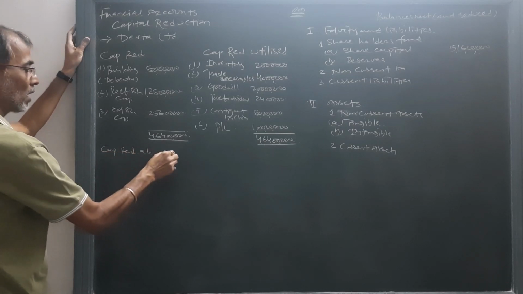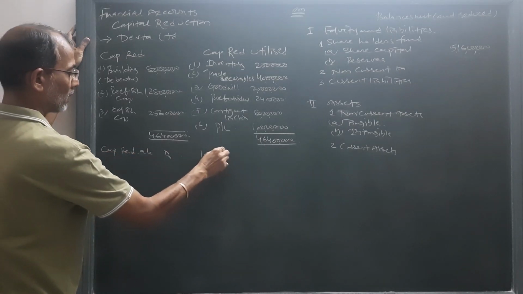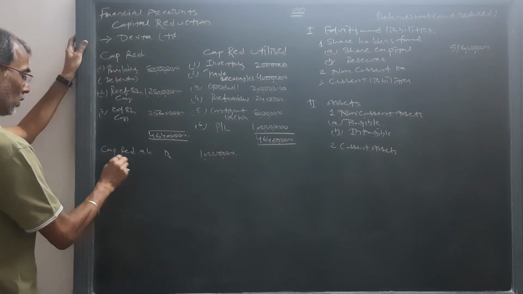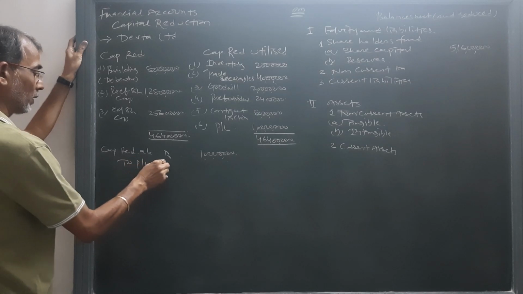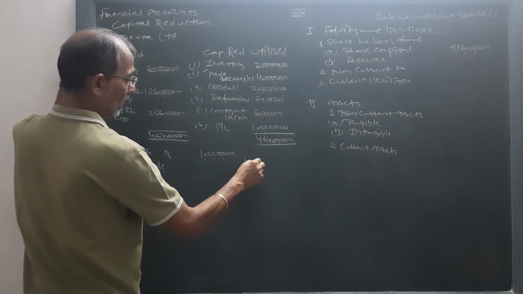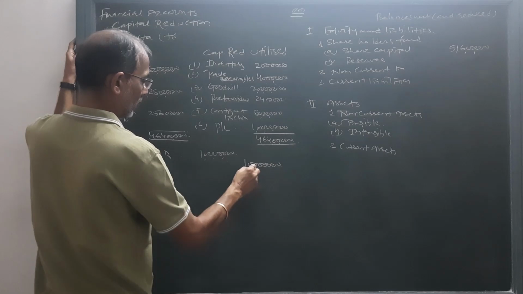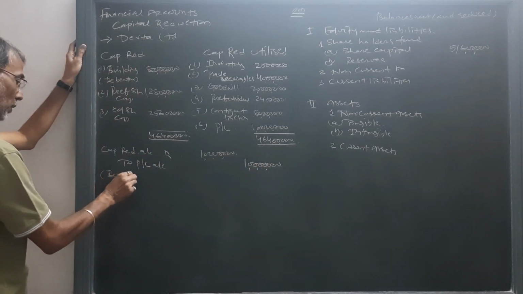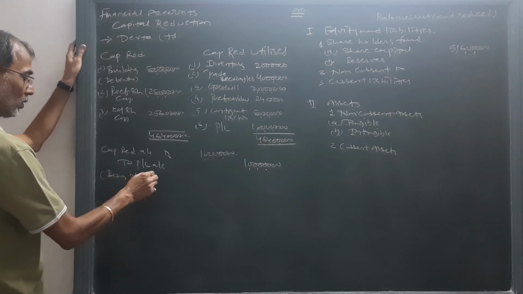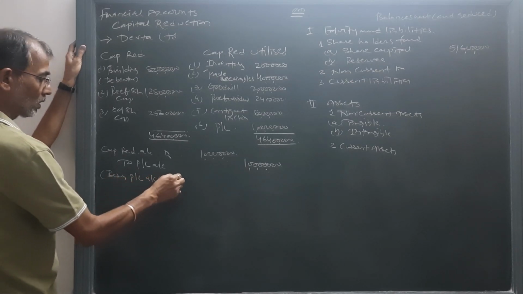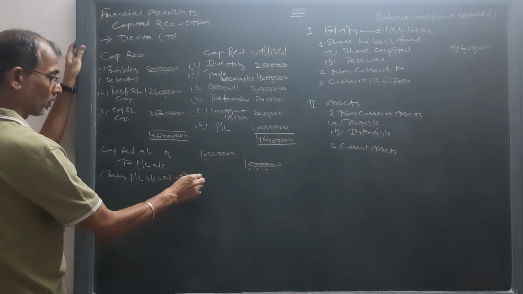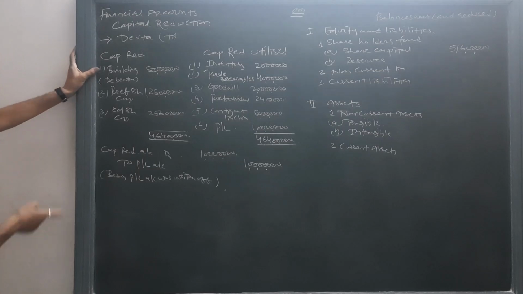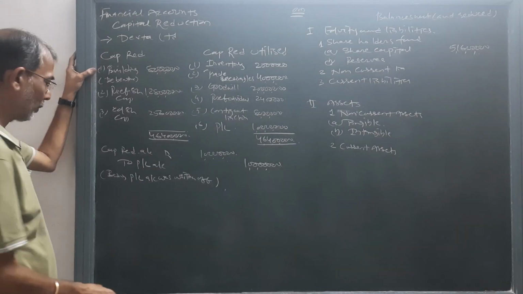Now journal for first 1 crore will be capital reduction account debit 1 crore to profit and loss account, being profit and loss account was written off.